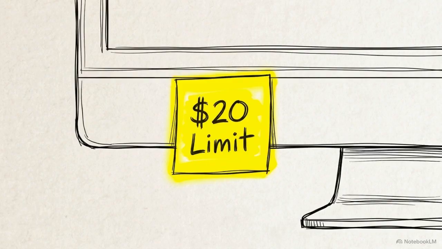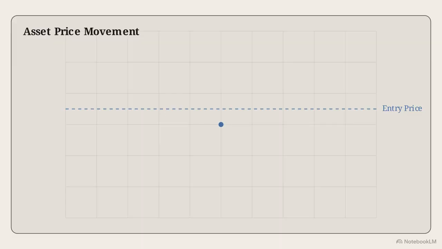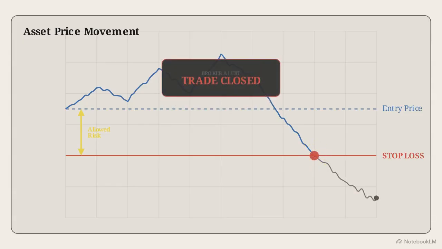Now that you have your dollar amount, open your trading platform and pull up the live chart for the specific asset you want to buy. Step 2 requires a stop-loss order. This is a physical boundary you place on your chart that commands your broker to automatically close the trade the moment the asset drops by the exact dollar amount you calculated in Step 1.